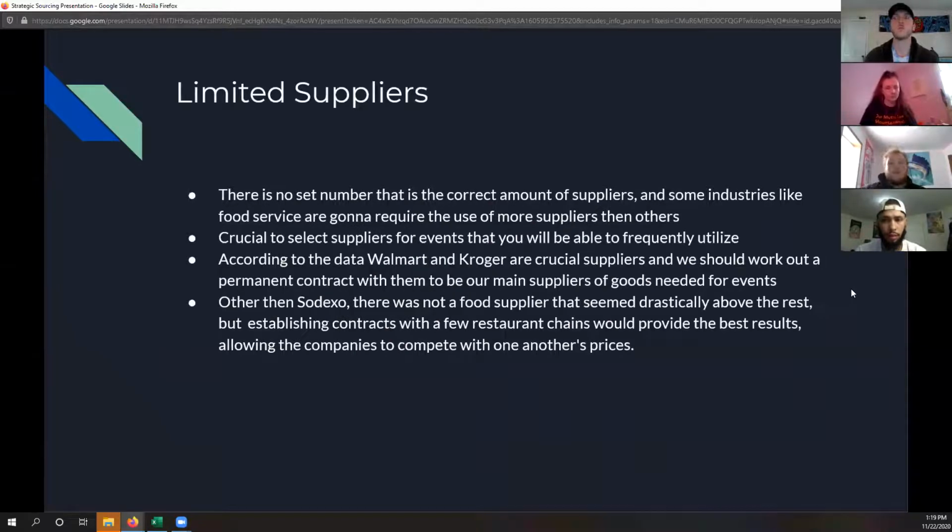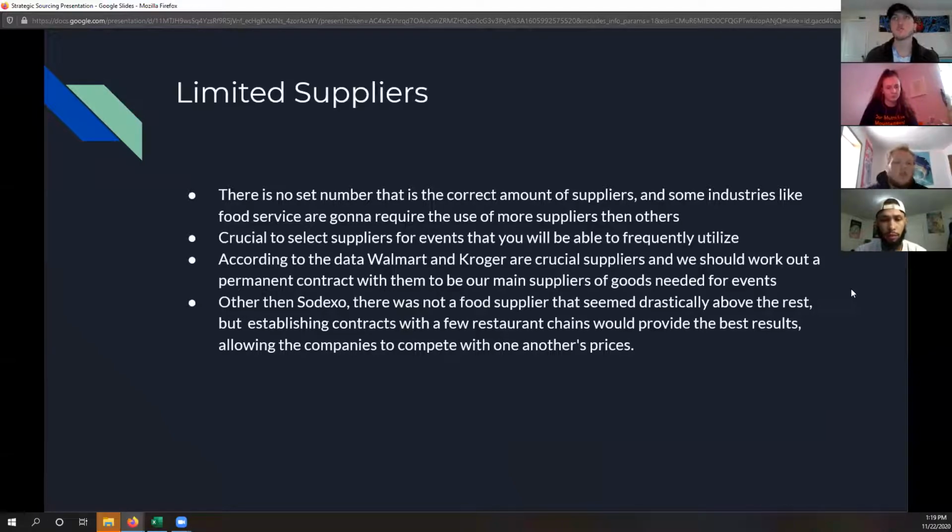There's no set number that is the correct amount of suppliers. For some industries like food service, you're going to have a lot more possible suppliers, so you can have a bigger group to choose from. But in rentals and everything like that, you're going to have fewer possible suppliers. And the more you can cut that down, the better.